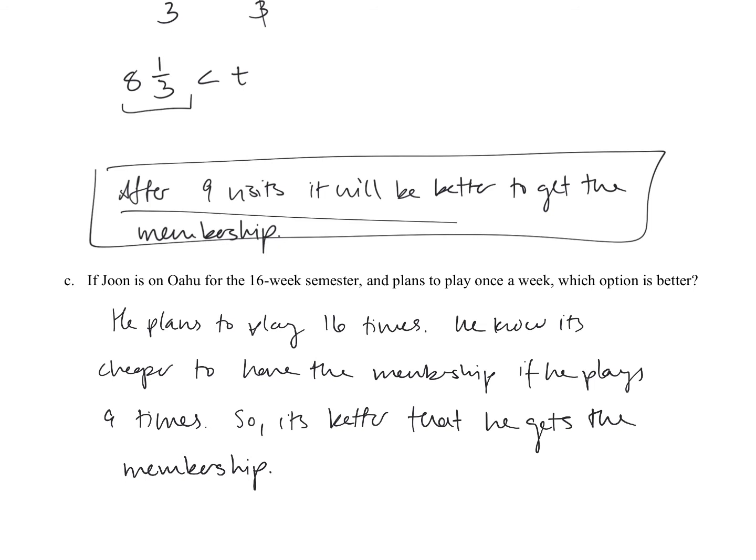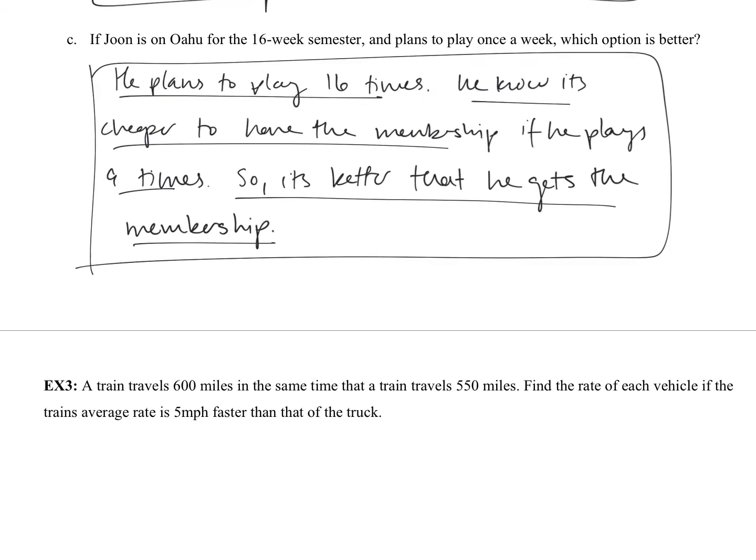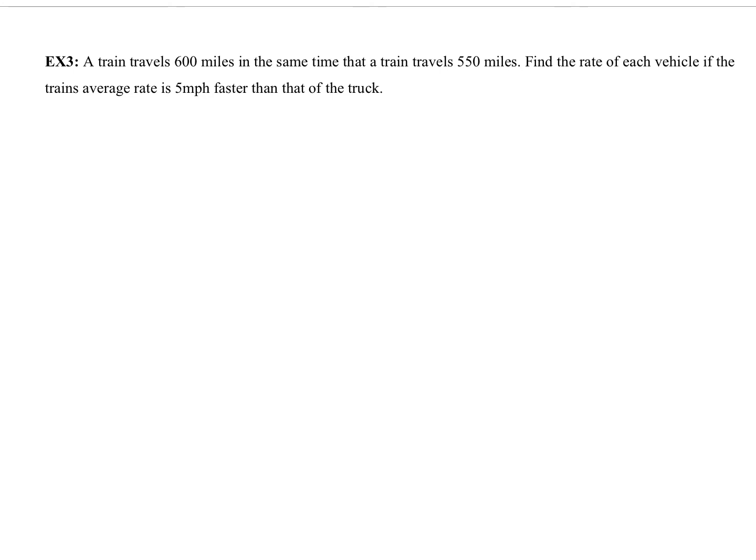All right, now this is the type of reasoning that I would look for in an answer like this. You state what he's looking for, then you state what we already know from above, and then you state your final opinion. All right. Let's take a look at example 3. A train travels 600 miles in the same time that a truck travels 550 miles. Find the rate of each vehicle if the average train rate is 5 miles per hour faster than that of the truck.